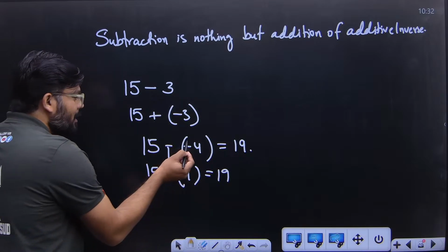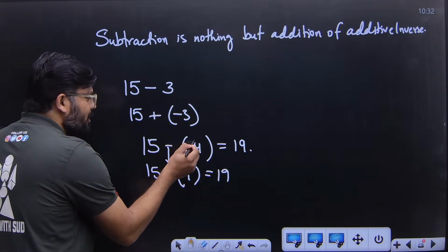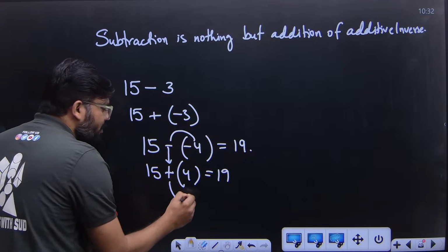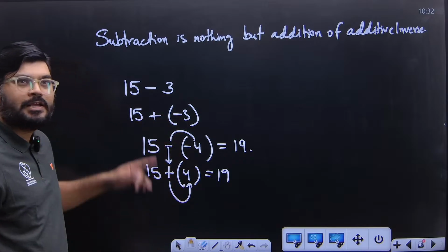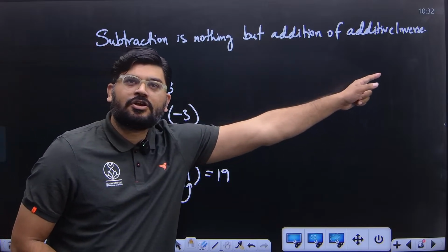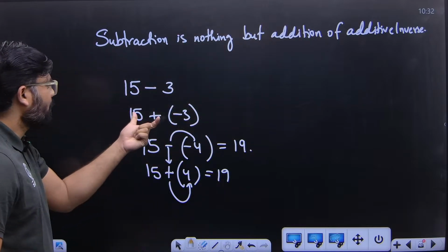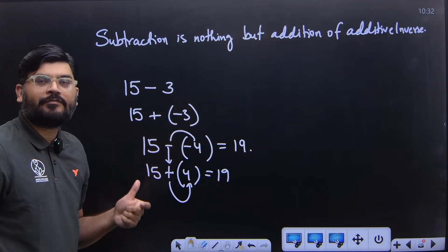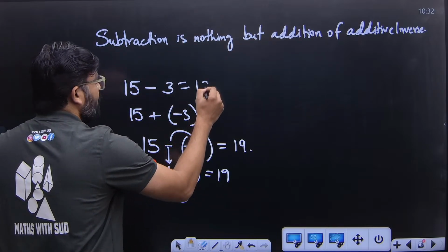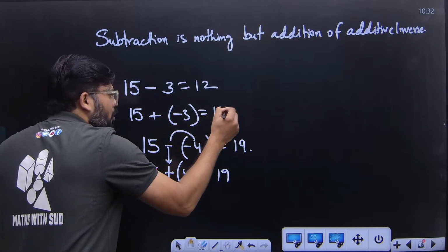That means subtraction is nothing but addition of additive inverse. So 15 minus 3 is 12. So 15 plus minus 3 is also 12.